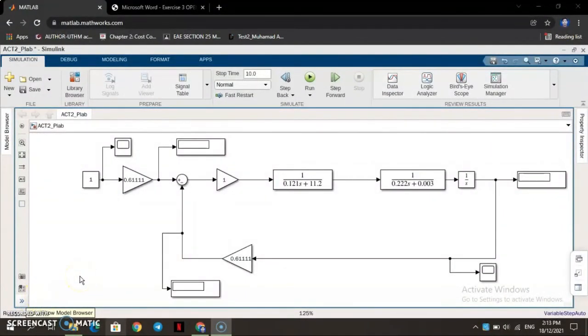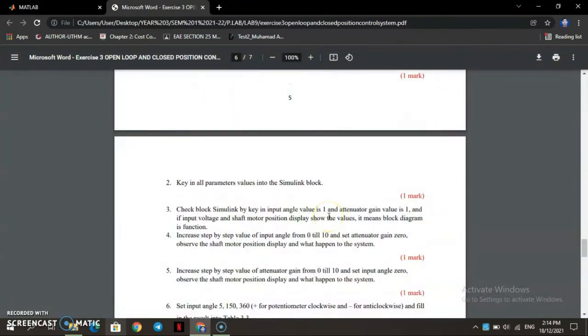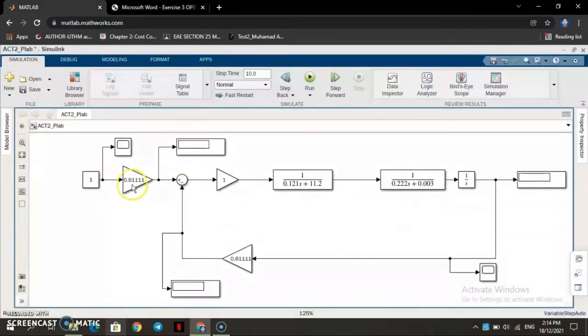Okay, for activity 2, the first thing we need to do is check whether the block diagram functions or not. So we key in the input angle value as 1 and the attenuator gain value as 1. Basically, I have already inserted the value of 1 for the input angle and attenuator gain. So we run the simulation to check the block function. Okay, so basically the display shows the value. That means the function block is functioning well.